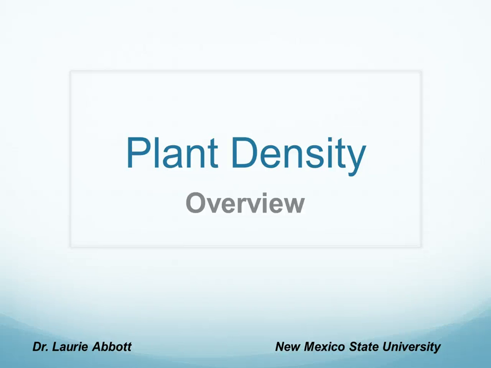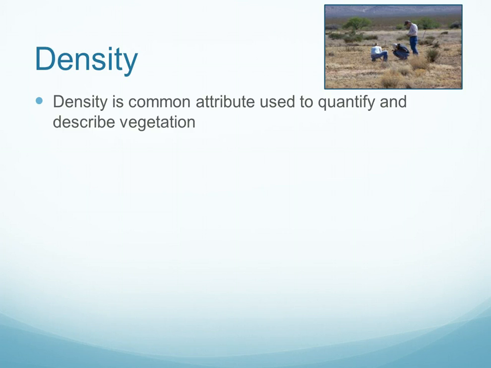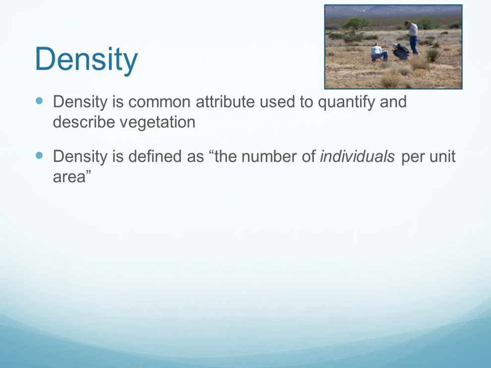Plant density, an overview. Density is one of the main attributes of vegetation, and it is commonly used to quantify and describe vegetation.